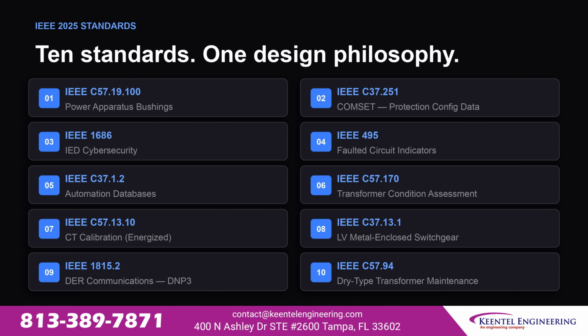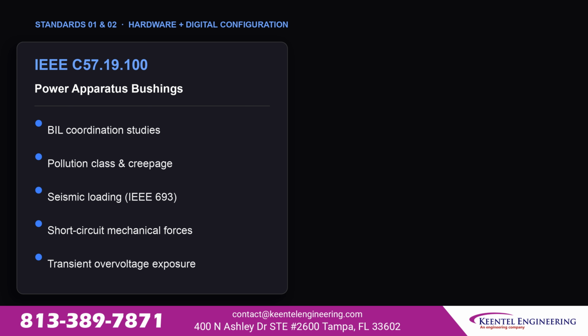10 standards, spanning hardware, digital configuration, cybersecurity, asset health, distribution automation, and renewable integration. One unified philosophy: build substations that are electrically sound, digitally integrated, cybersecure, and ready for the grid of tomorrow. Starting with the foundation, physical hardware and digital configuration.